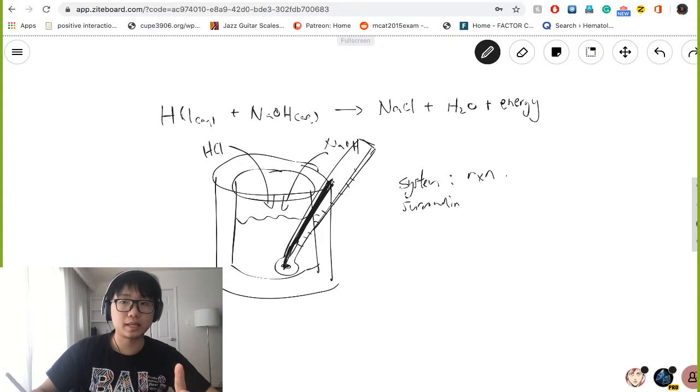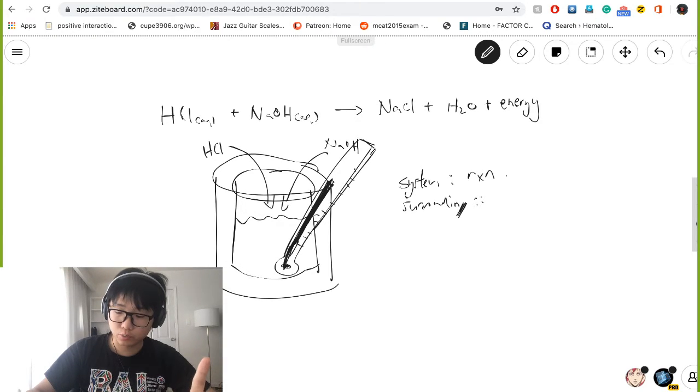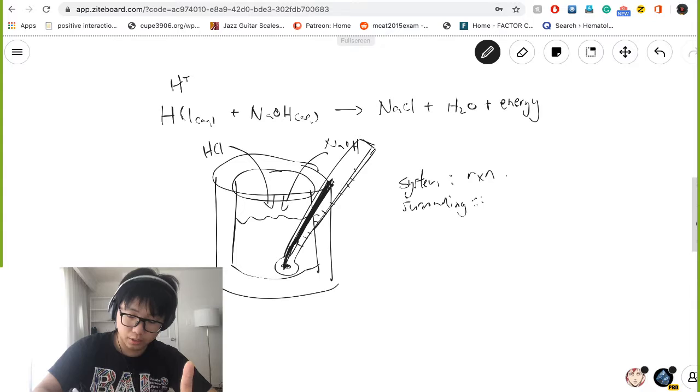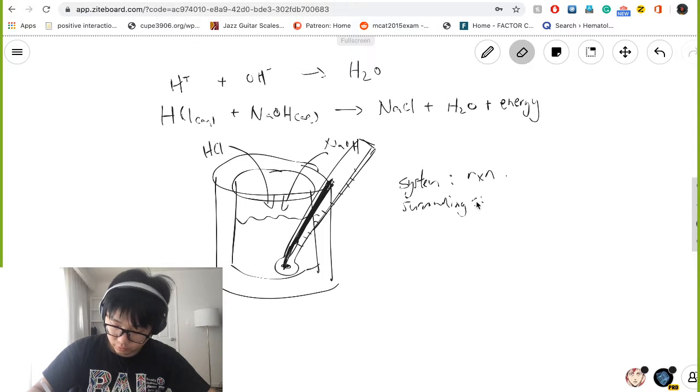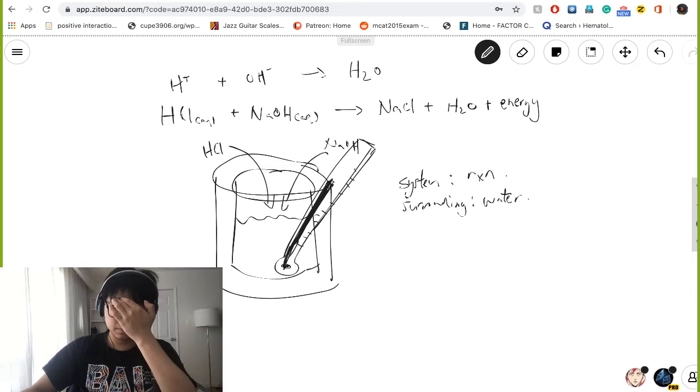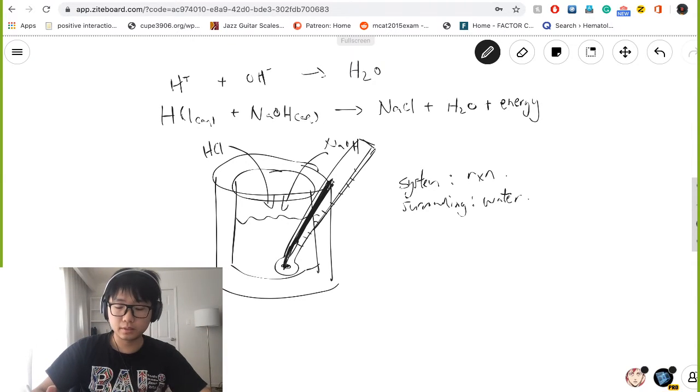Does that make sense? Sometimes that's kind of hard to imagine, because you're like, wait, I thought the water is what's reacting. No, no, no. The water is not reacting. It's the ions. Specifically, if you write a net ionic equation, it's really just H plus coming together with the OH minuses into H2O. That's all that reaction really is. So the system is the reaction, and your surrounding is going to be the water.